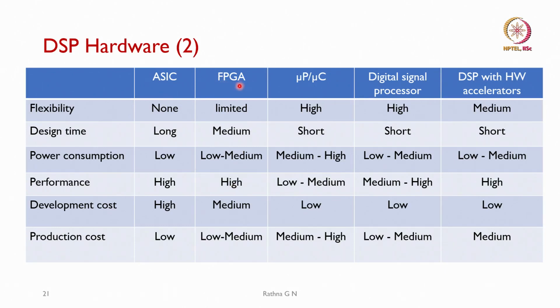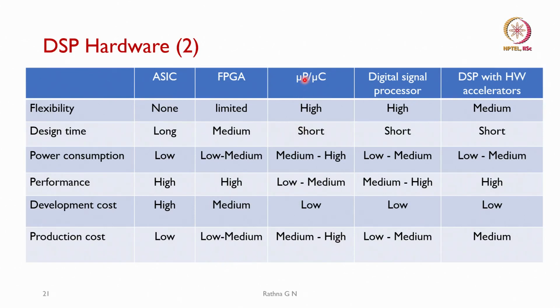Coming to FPGA, field programmable gate arrays. We have limited flexibility in this compared to ASIC. We have some flexibility, and our design time is medium, and power consumption is going to be low to medium in this case. Performance is going to be high, equivalent to ASIC, development cost is going to be medium, and production cost will be low to medium.